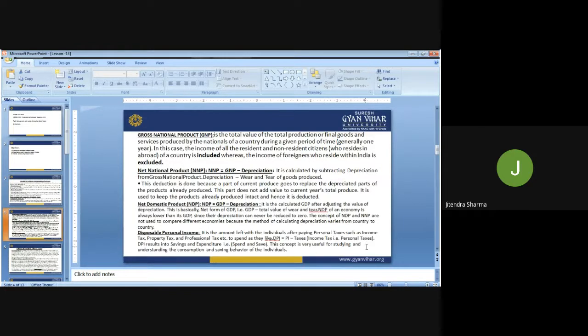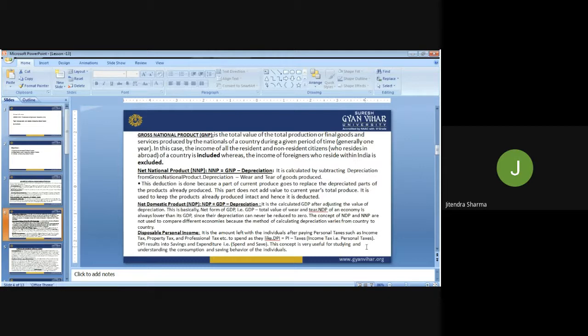Then there is a second term which is generally used, the gross national product (GNP), which is the total value of the production of final goods and services produced by the nationals of a country during a given period of time, generally 1 year. In this case, the income of all the resident and non-resident citizens of the country who reside abroad is included. The income of foreigners who reside within India is excluded.